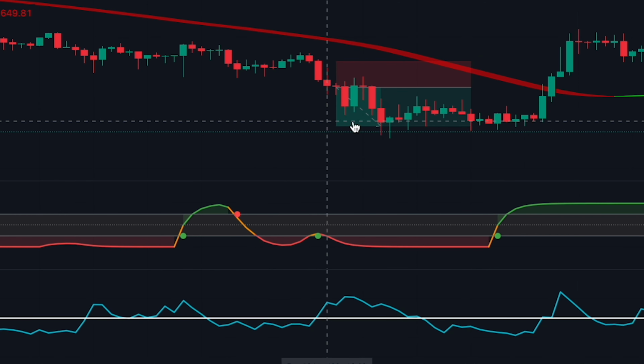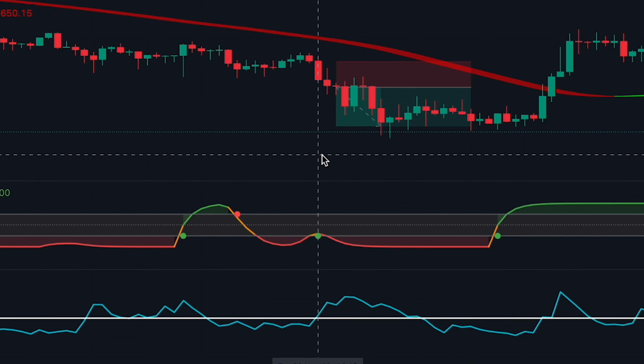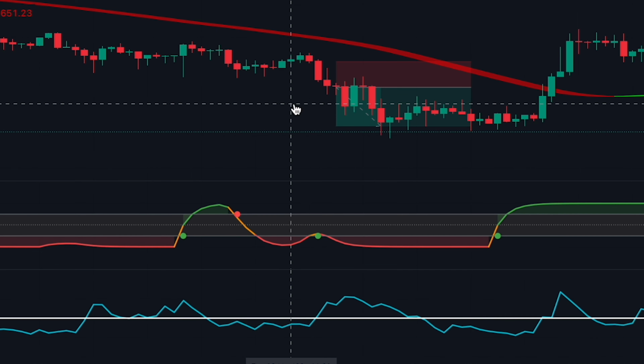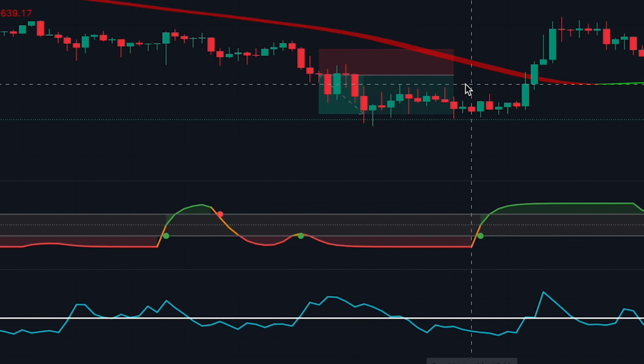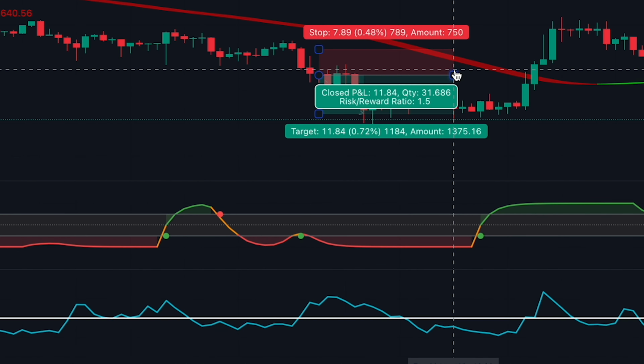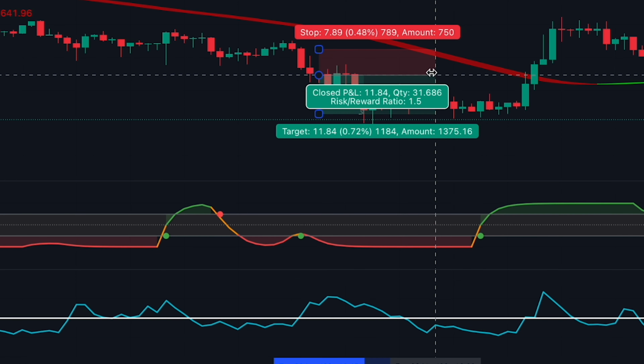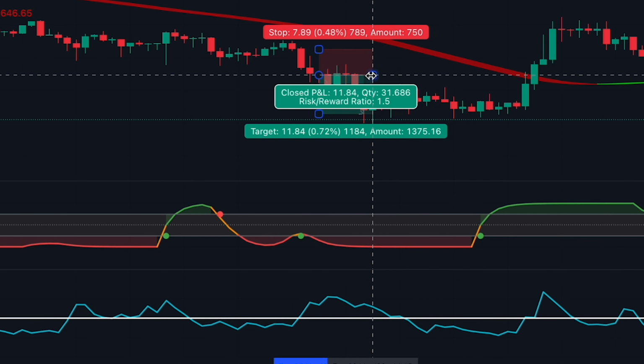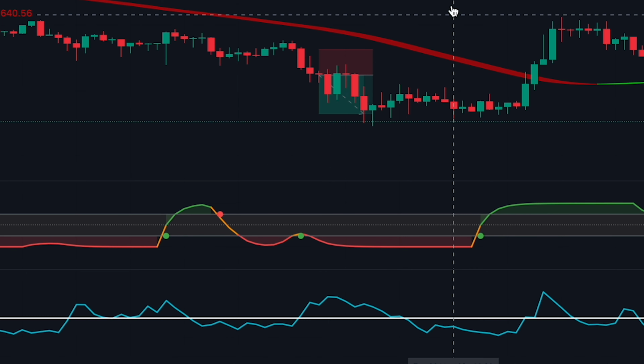The most recent swing high will serve as the stop loss point. Next, we'll aim for a risk-to-reward ratio of 1.5 for the take profit. Let's now watch to see how the trade turns out. As you can see, the trade was extremely successful.